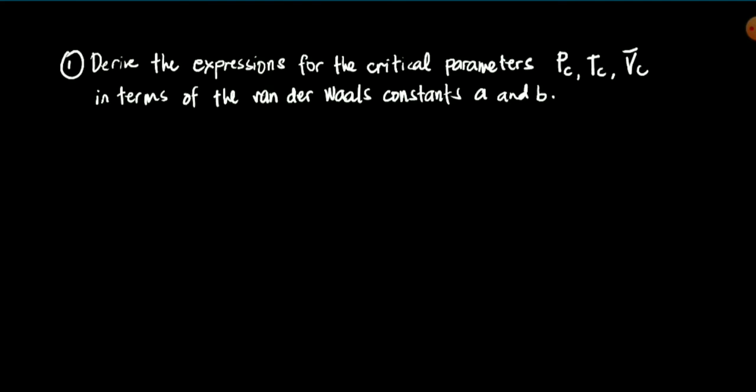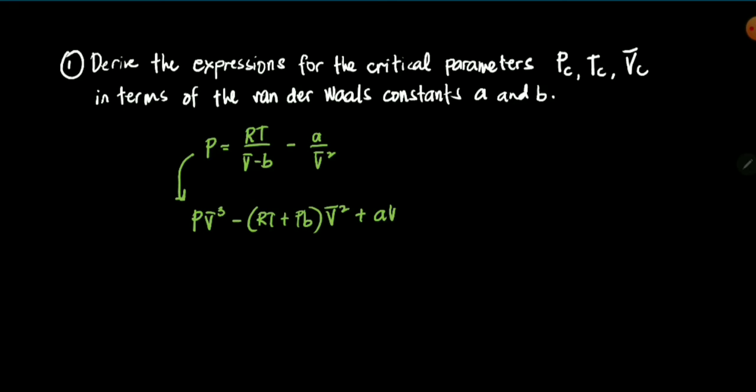Okay? So how do you derive the expressions for the critical parameters PC, TC, and V bar C in terms of the van der Waals constants A and B? Okay? So, isulat muna natin yung van der Waals equation of state. P is equal to RT over V bar minus B minus A over V bar squared. So, the first thing to do, using my technique, is to convert this to cubic equation, V bar cubed minus (RT over P plus B) V bar squared plus (A over P) V bar minus AB over P is equal to 0.